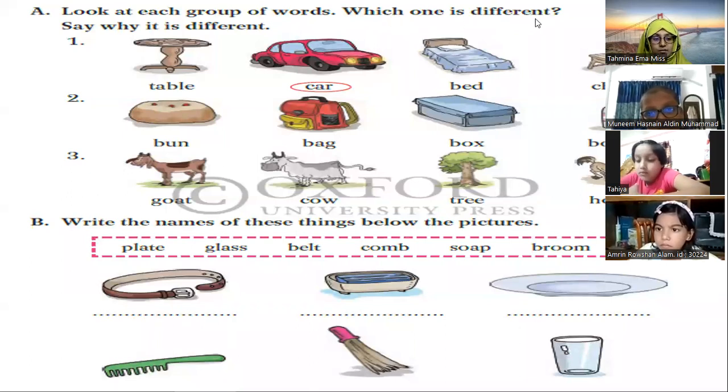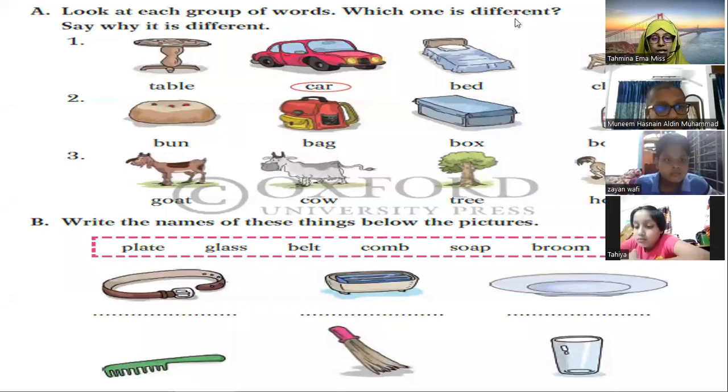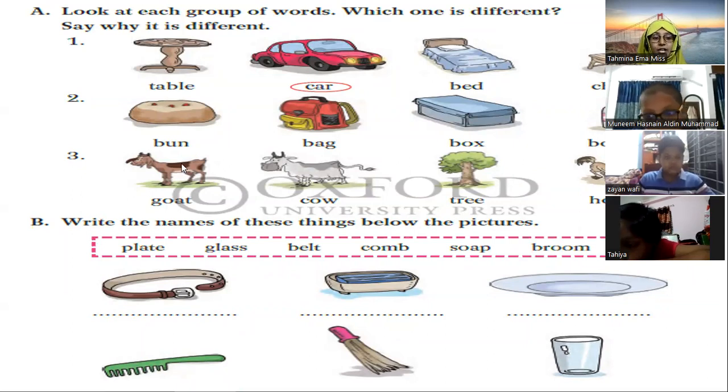Which one is different? Mane kunta. Yes, kunti alada ba bhinno. Say why it is different. Bolo eta bhinno. Bolo keno eta different. Different mane onno rokom. Ha, keno seta alada. So let's go with the first pictures. Which is table, car, bed, chair. So ekhane car dagiyeche. So why is it different? Eta bhinno keno?